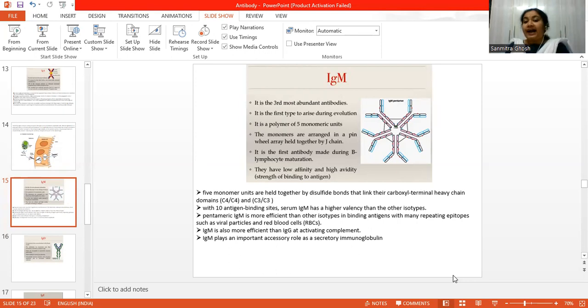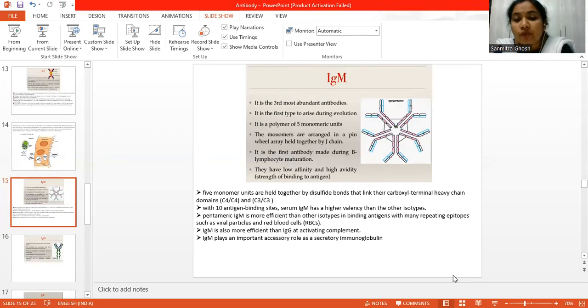And this pentameric IgM is also much more efficient than its other isotypes. Other isotypes means IgG or IgA or IgD or IgE. It is much more efficient in binding antigens with many overlapping epitopes or many repetitive epitopes, as we can see in the case of viral cells or in the case of the erythrocyte.